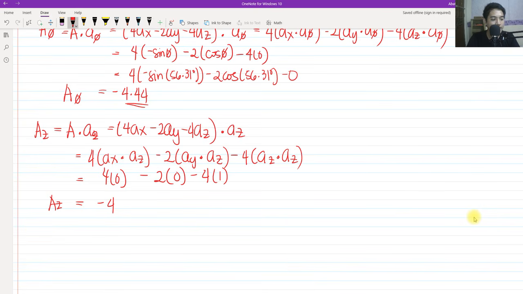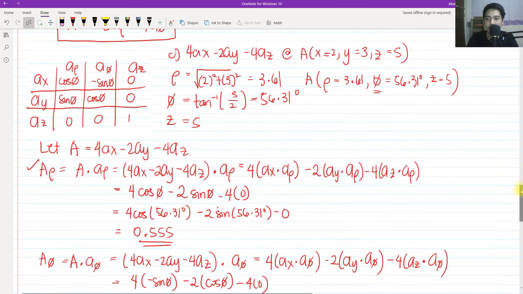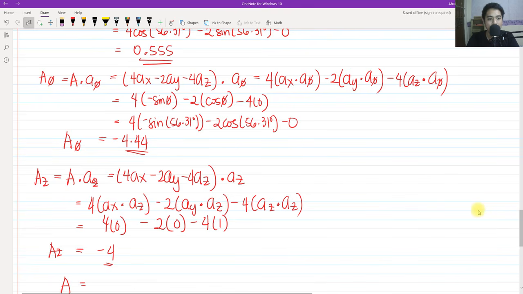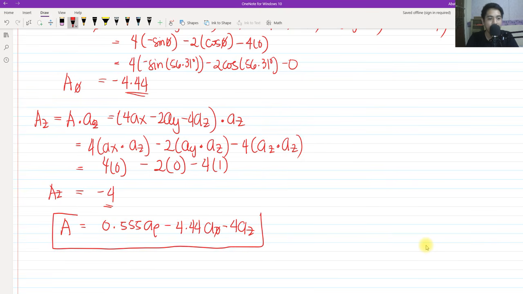So our answer hence for this formula is that the cylindrical coordinates of vector A at that specified point would be 0.555, that's the component of A sub rho, minus 4.44 A sub phi, then minus 4 A sub z. Okay? So this would be our answer.